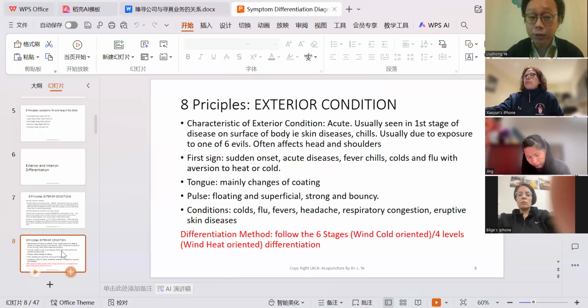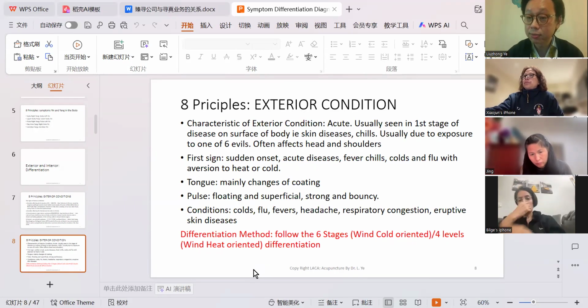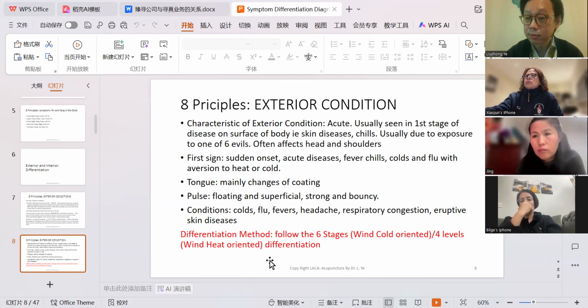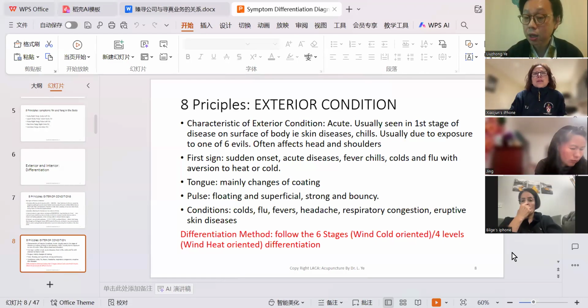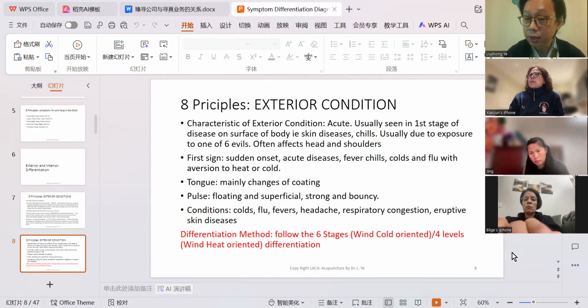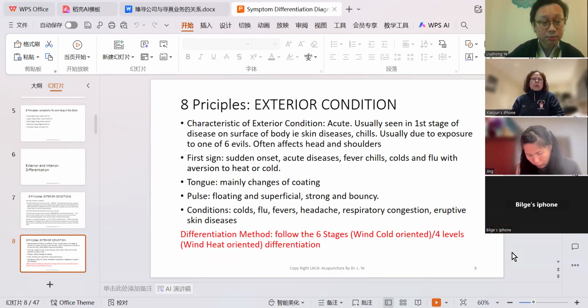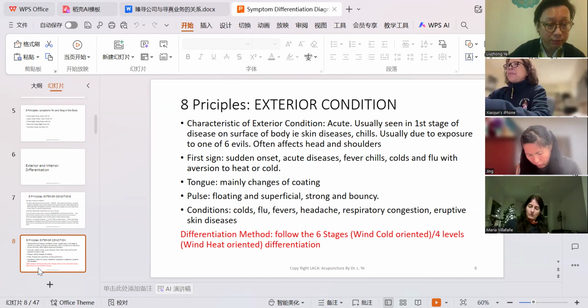Okay, any question up to this point? No, I just wonder, are you going to teach us the six stages and four levels? So far, I don't think we had that lesson. I think the six stages and four levels are taught by Dr. Shi. Okay, we need to go back and have a look at his lecture. Okay, I'll go back and have a look. Thank you. Yeah.